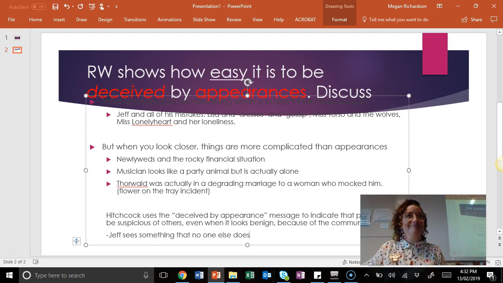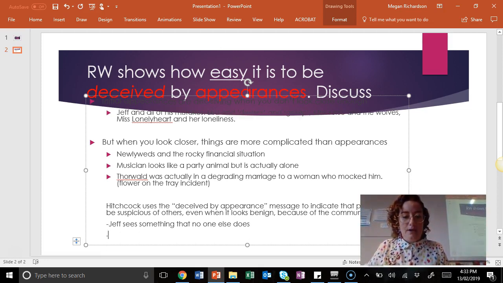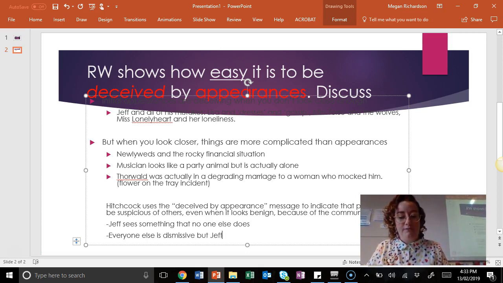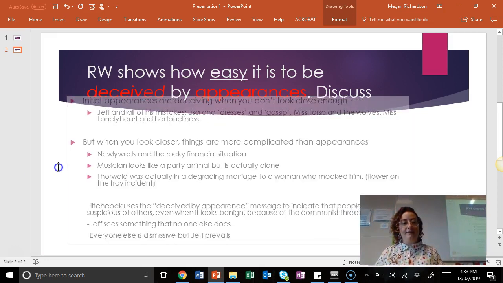That's a good last paragraph. Yeah. That's great. Nice work, English team. Everyone else is dismissive, but Jeff prevails. Yeah, cool. This is great. Good, isn't it? Good essay, guys.